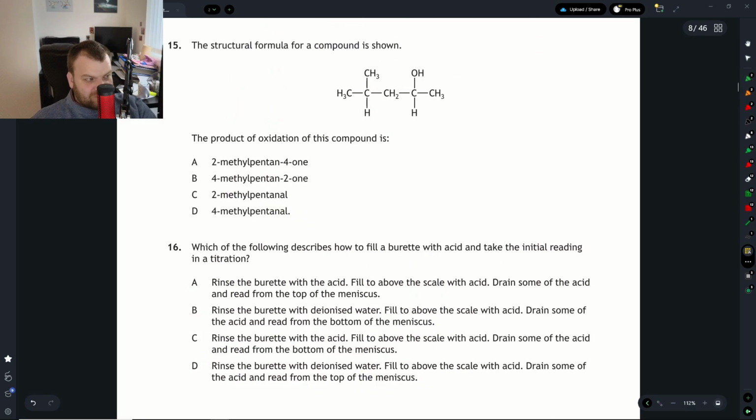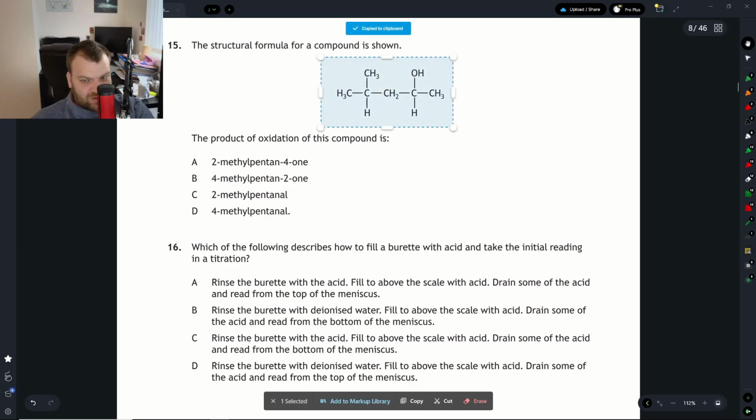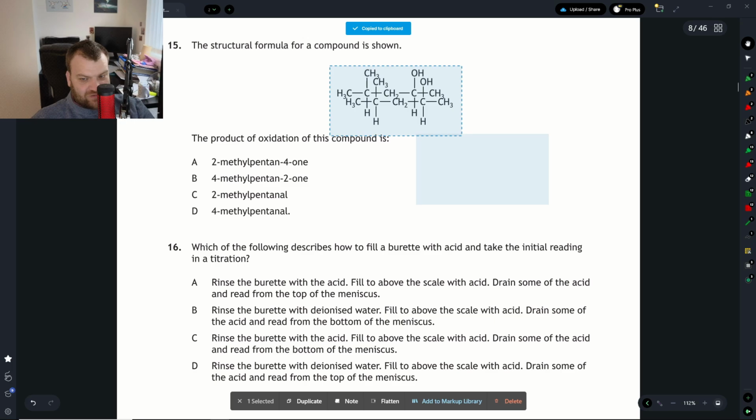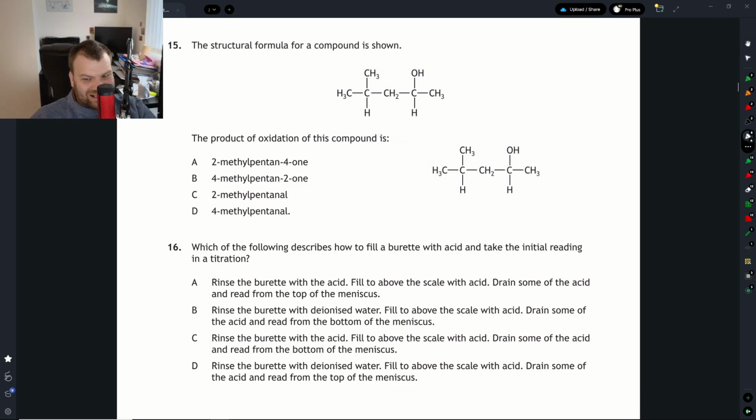In question 15, we're asked to name the product of the oxidation of this compound. We have got an alcohol. That alcohol will turn into either an aldehyde or a ketone. Here we have a secondary alcohol because the carbon with the OH group has two other carbons attached to it. When you're oxidizing an alcohol, you're going to turn the OH into a double bond O, and that's also going to cause you to lose hydrogen at the bottom to make space for the double bond.